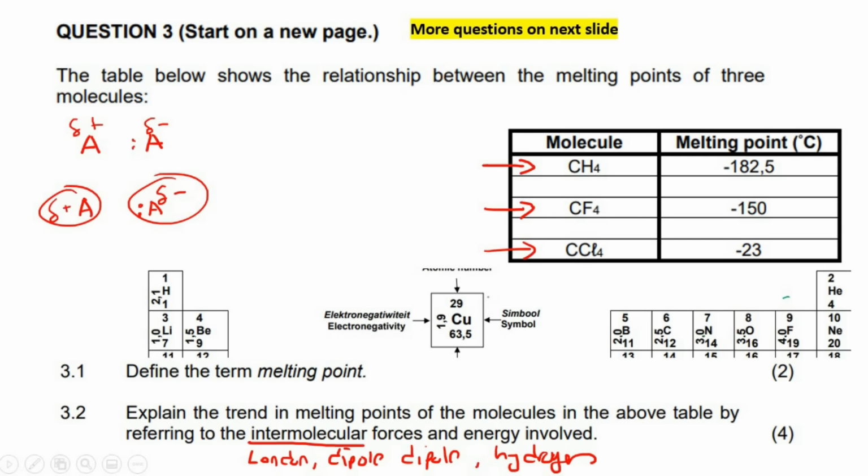They are temporary. Okay? They are not permanent, like what we have with dipole-dipole. They are temporary because these electrons are constantly moving. Okay. So that's the basics of what London forces are.